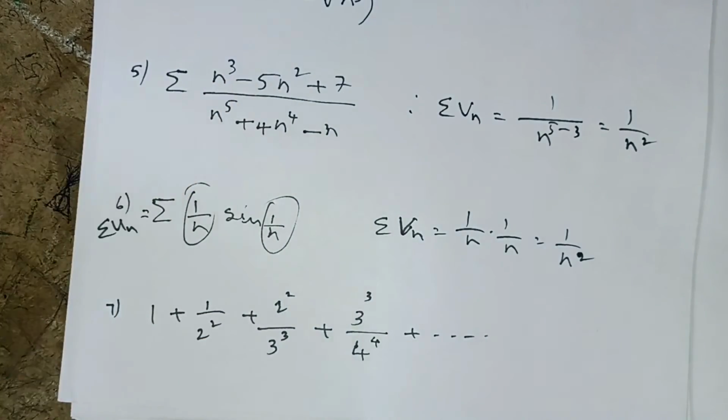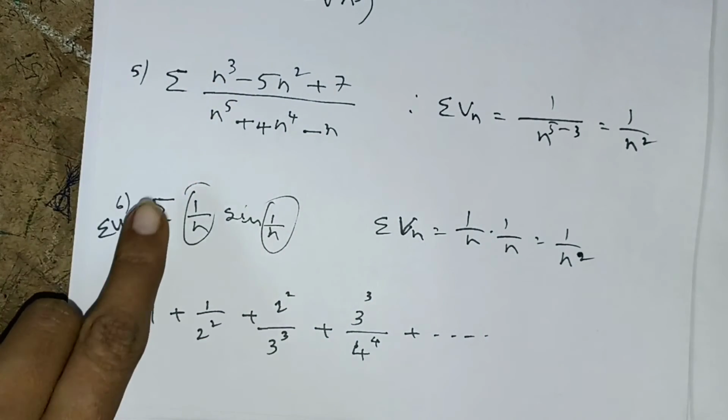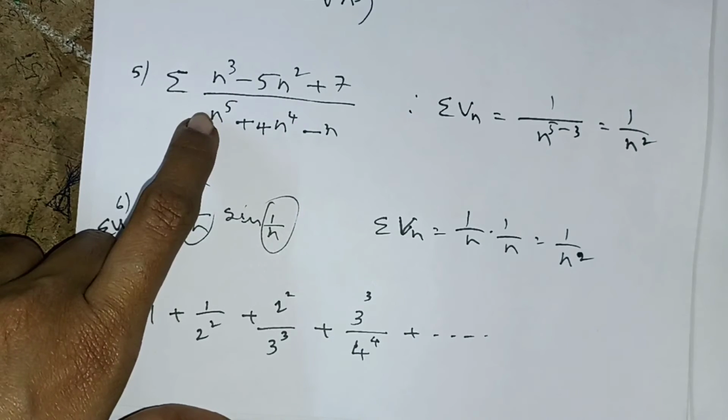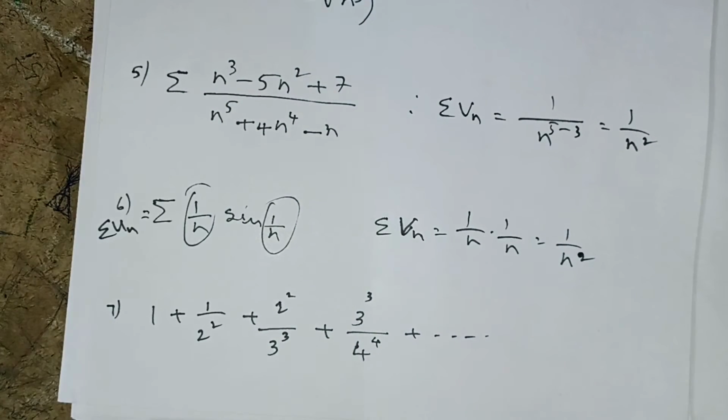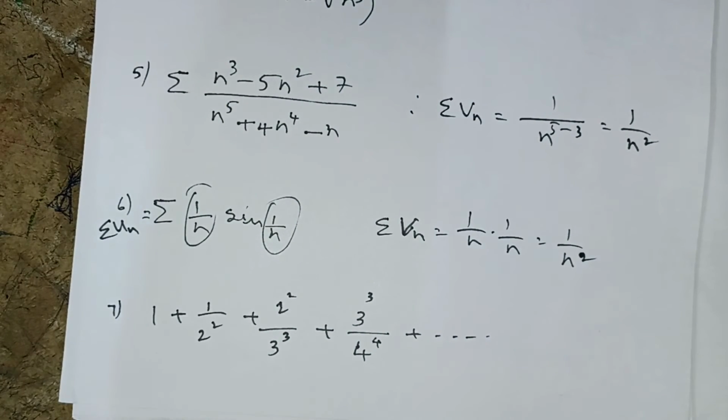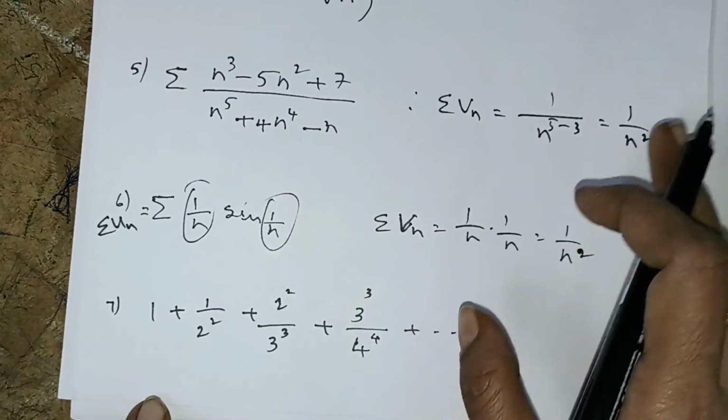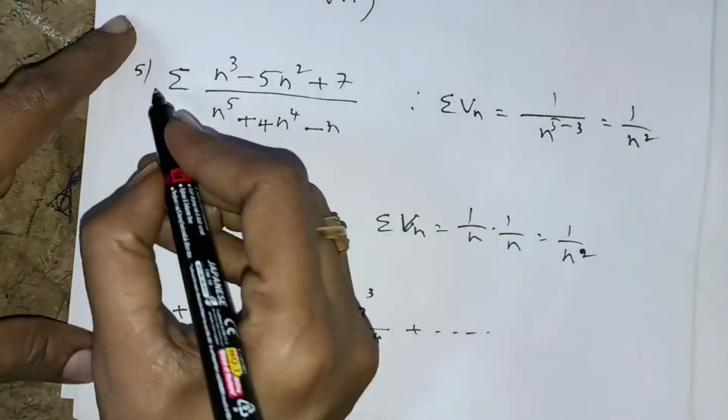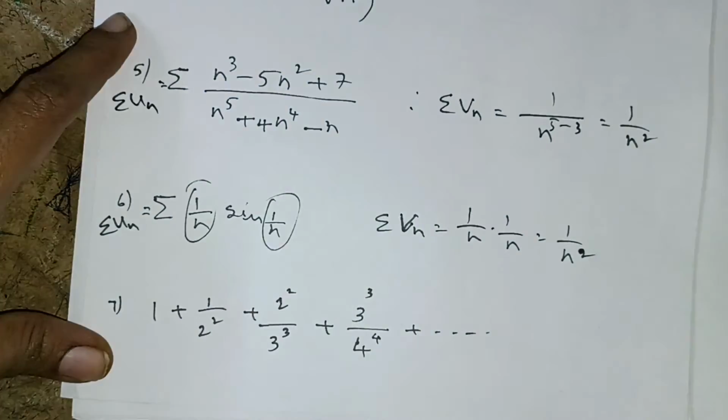This given series is sigma un, always a given series is sigma un. We have to choose sigma vn. If the nth term is given, directly we can take. If the nth term is not given, you have to find the nth term. See the last one. The last problem is an elaborated series.